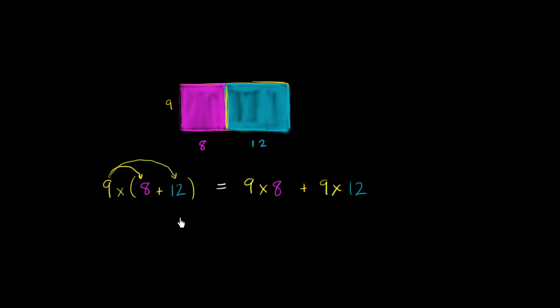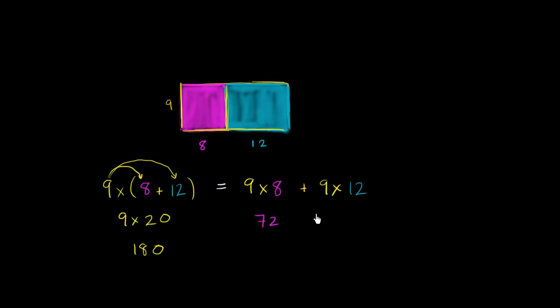And let's actually calculate it just to satisfy ourselves about the area. So if you multiply the length times the entire width, so that's 9 times 8 plus 12, that's the same thing as 9 times 20, which is 180. And over here, if you calculate the area of this purple rectangle, that is 9 times 8. So that is going to be equal to 72. That's the purple rectangle. Area of the blue rectangle, 9 times 12.